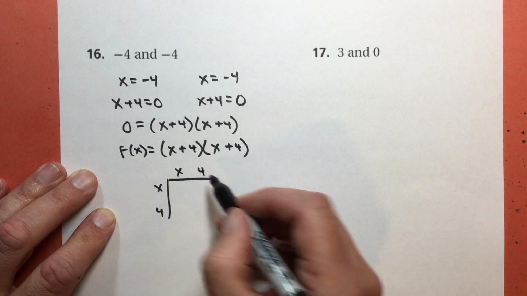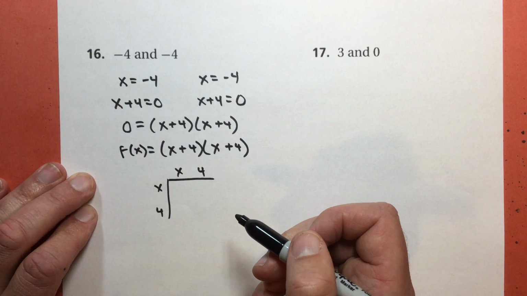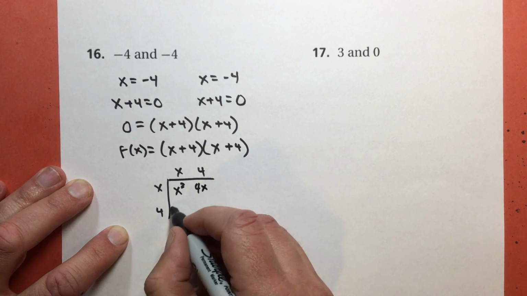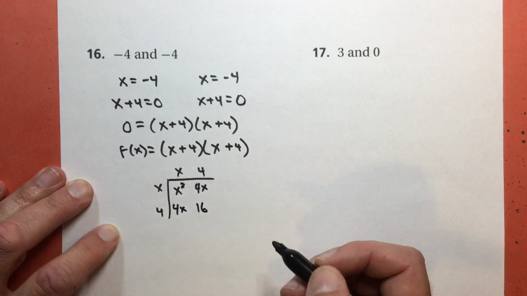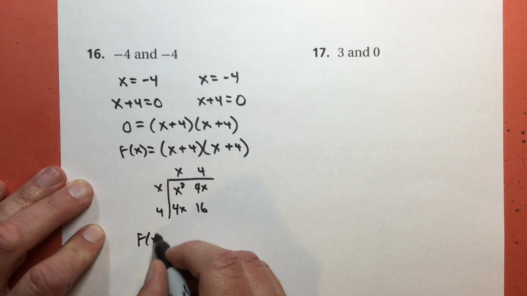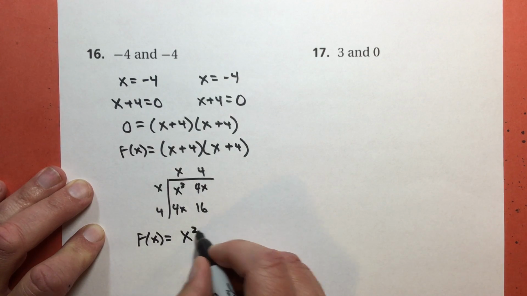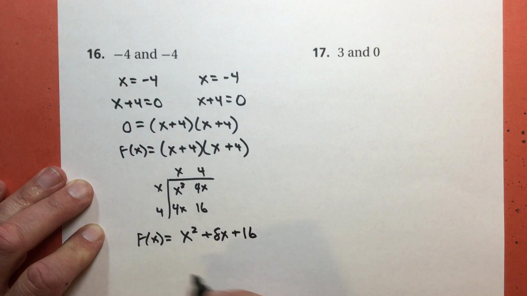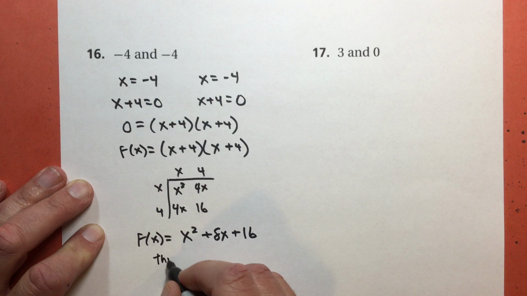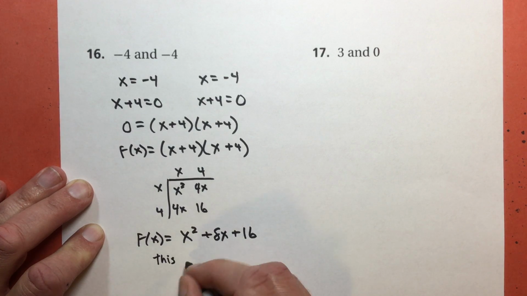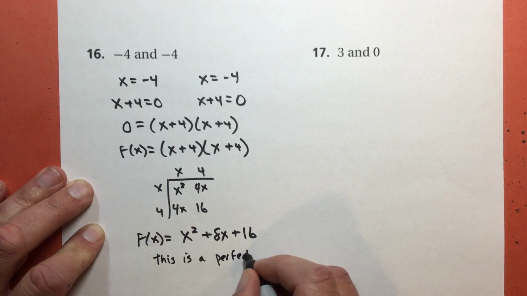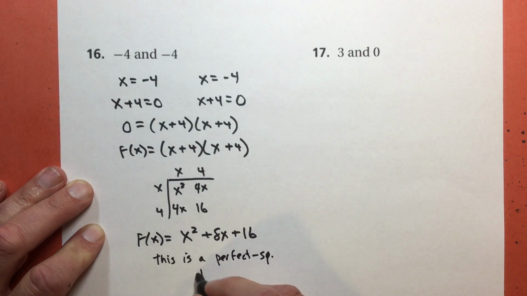And you're probably saying, but wait, isn't there a pattern? Yeah, we'll see it. This is x squared, this is 4x, so is that, and this is 16. So in simplified standard form, I get x squared plus 8x plus 16. And this is what I hinted at the beginning. This is a perfect square trinomial.